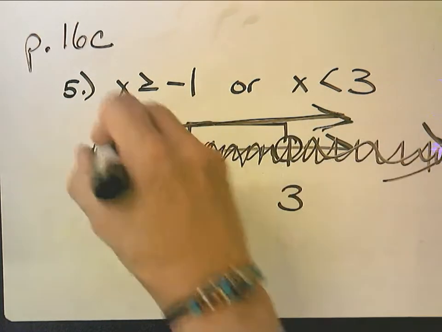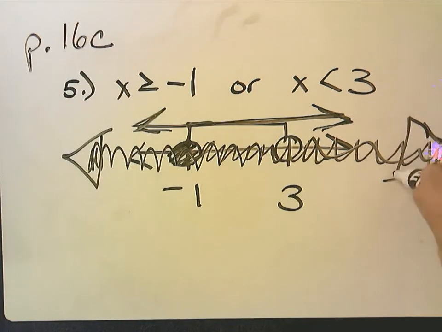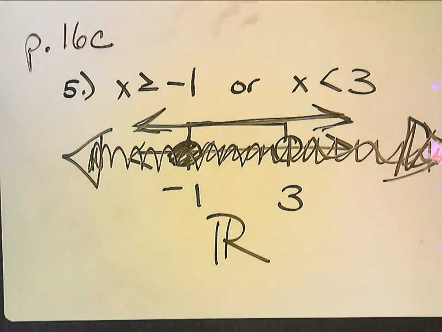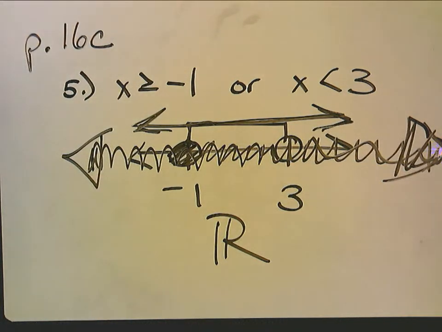So what ends up happening is the answer will be all real numbers, because there is not a number that is not at least greater than negative 1 or less than 3. Try to think of a number that's not either less than 3 or greater than negative 1. They don't exist. All numbers fulfill these two requirements. So the answer is all real numbers.